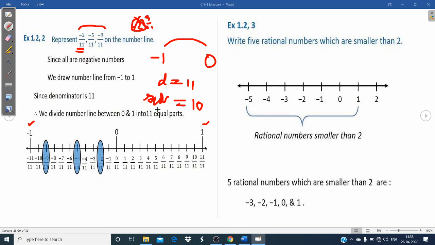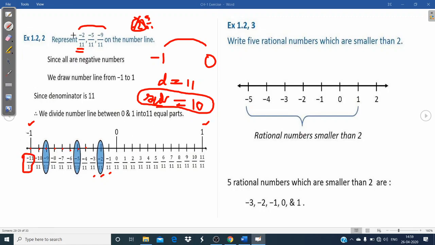I have drawn subdivisions. How many have we drawn? We have drawn 10 subdivisions. You can see here between -1 and 0, 10 subdivisions, and you start numbering just from the left side of 0. So -1/11, -2/11, -3/11, this is -4/11, this is -5/11, -6/11, -7/11, -8/11, -9/11, -10/11, then -11/11. This will automatically become -1.